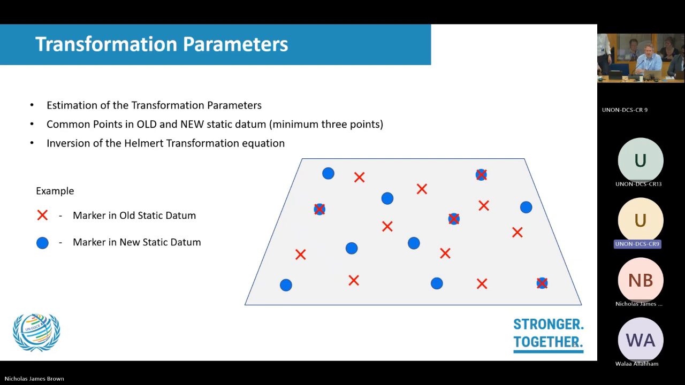You need to know the X, Y, Z coordinates of the same point in 2 different reference systems. So here the red markers are the coordinates you have for your survey control in your old datum, and the blue ones might be markers where you've observed data in your new datum. And you need to make sure that you have a good number. We'll talk about what good is a bit later on, but a sufficient number of those where you have information in both reference frames on the same ground point.